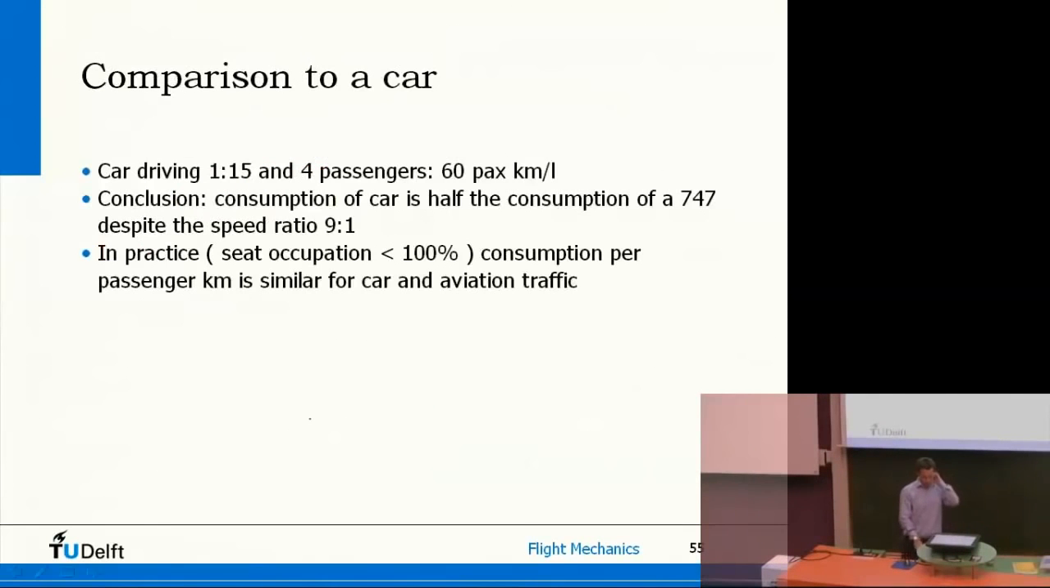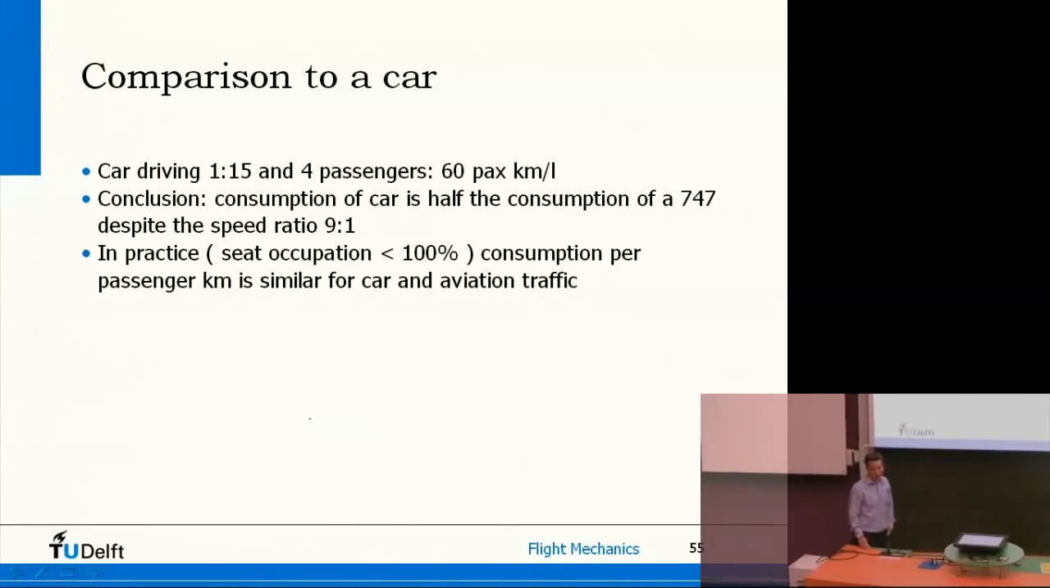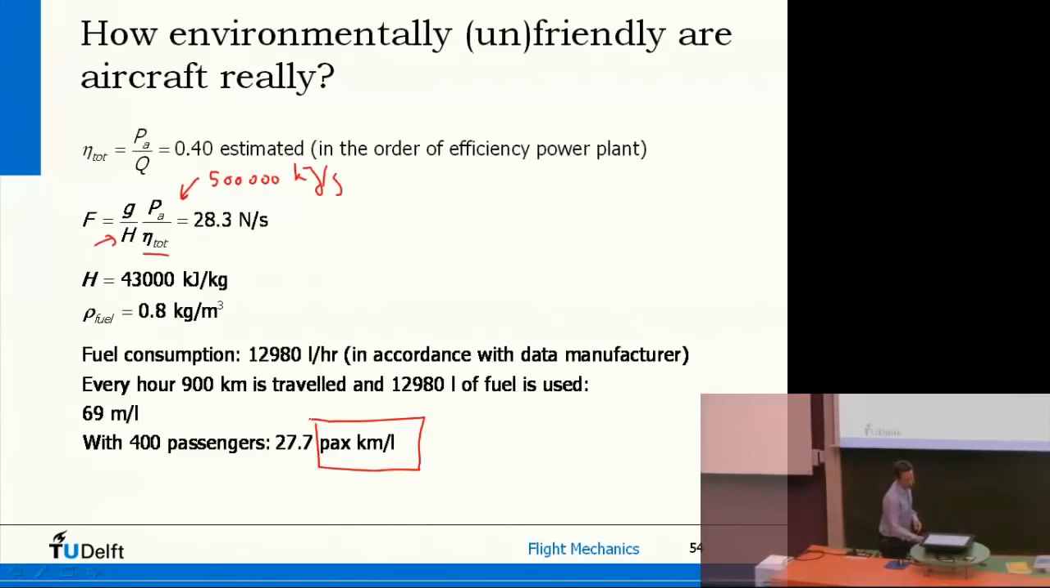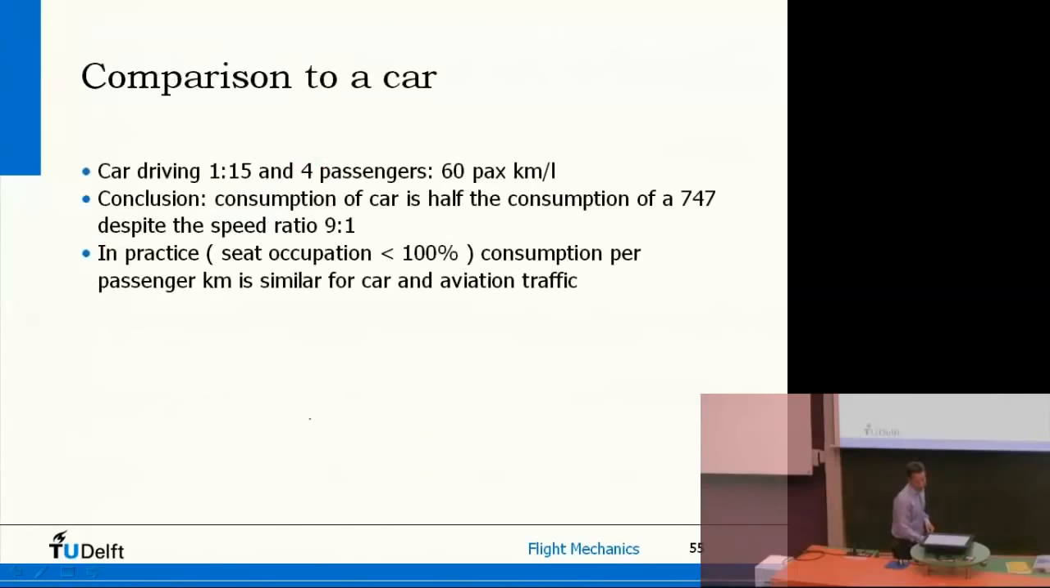So let's just compare that to a car. If you have a normal car and it drives about 1 in 15, and you have 4 passengers on board, then you can take 60 passengers over 1 kilometer with 1 liter of fuel. Compared to the aircraft, which is almost 30 passengers per kilometer per liter, the car is actually twice as good.